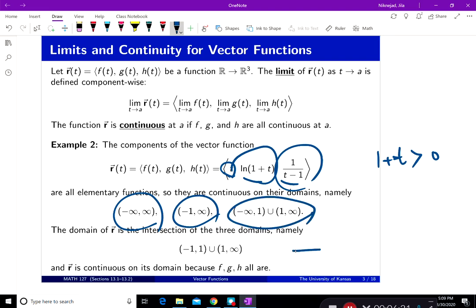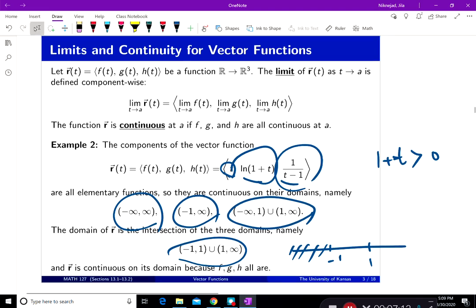And if you put all of these on a number line, you see there's a negative 1, and there is 1. One domain goes from negative 1 to infinity, so we're throwing away all that. And then the other domain excludes 1, so everything that is excluded you take out, and negative 1 was already excluded, so what is remaining is negative 1 to 1 and 1 to infinity. And r is continuous on this domain because all of the components are.